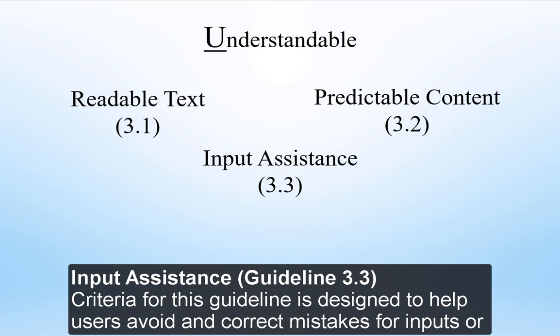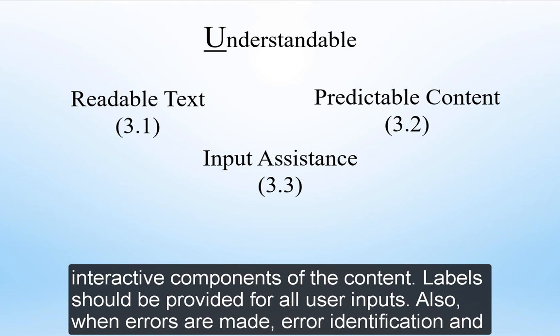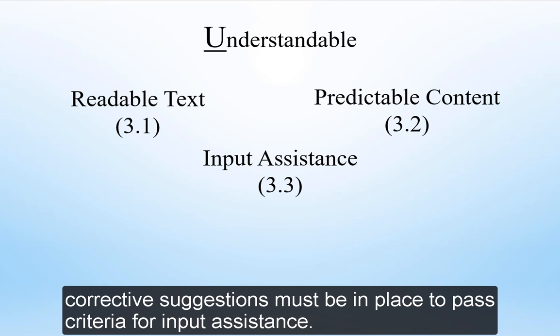Input assistance, Guideline 3.3. Criteria for this guideline is designed to help users avoid and correct mistakes for inputs or interactive components of the content. Labels should be provided for all user inputs. Also, when errors are made, error identification and corrective suggestions must be in place to pass criteria for input assistance.